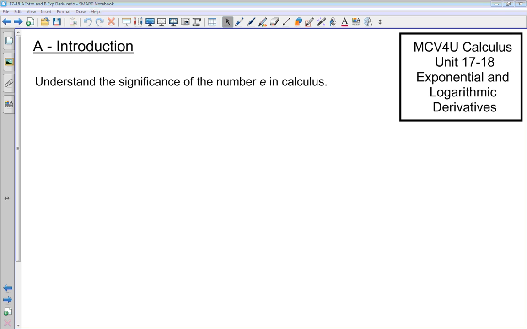This is our first lesson in Unit 17-18, Exponential and Logarithmic Derivatives. As we go through this unit, we're going to be using the number e an awful lot. So what we want to do in this introductory lesson is just understand why this number e is so important to us in calculus, what it means, and why we use it.